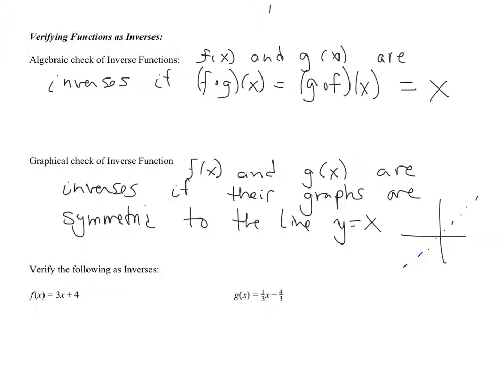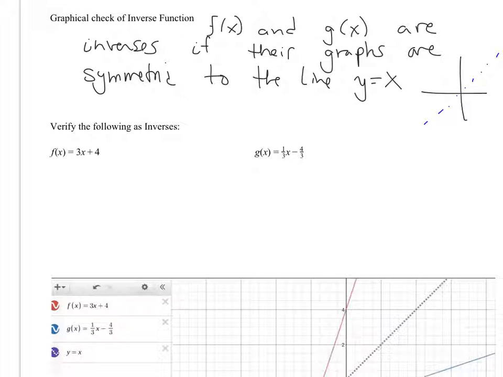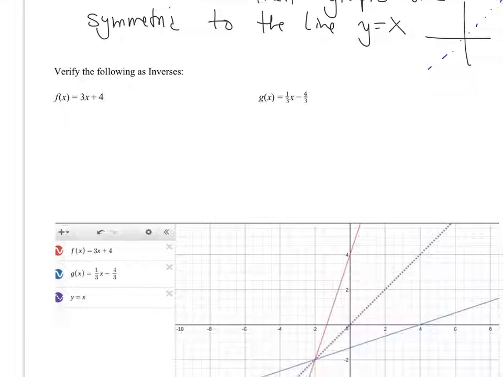So let's look at an example where we can show two functions are or are not inverses, and then we'll kind of show the benefit of that. So I have two functions. I have f of x equals 3x plus 4 and g of x equals 1/3 x minus 4/3.